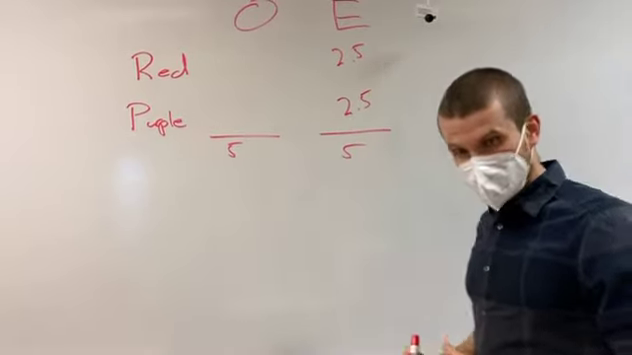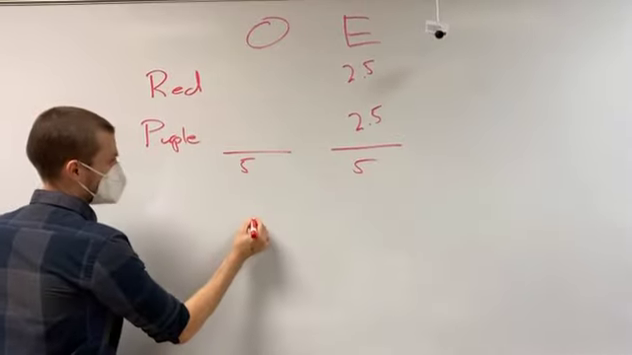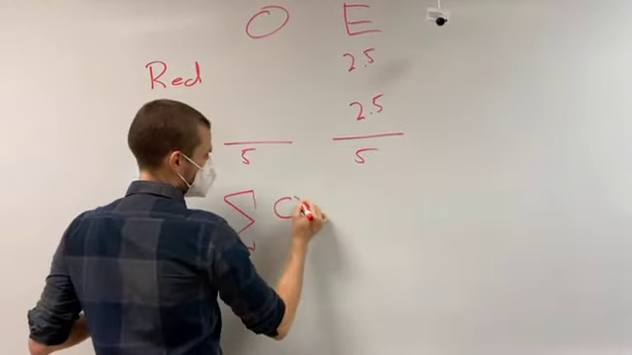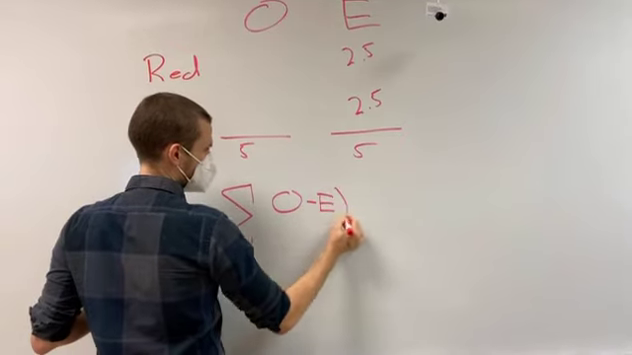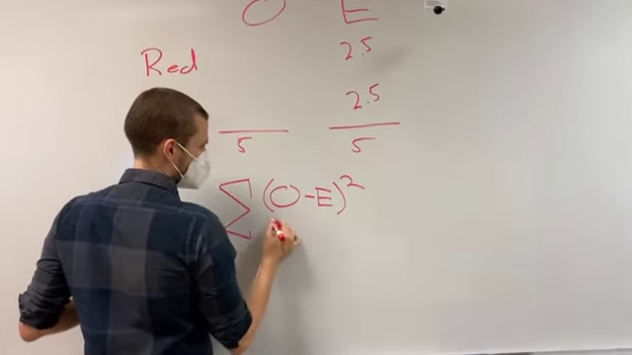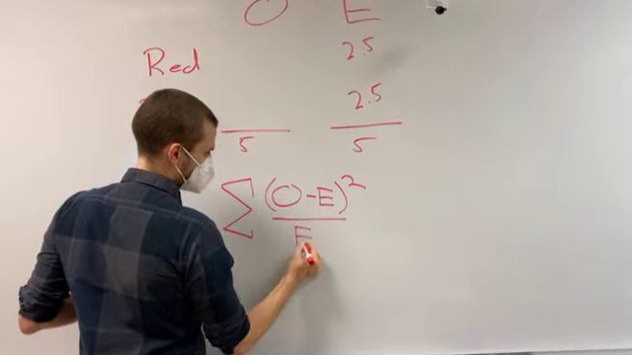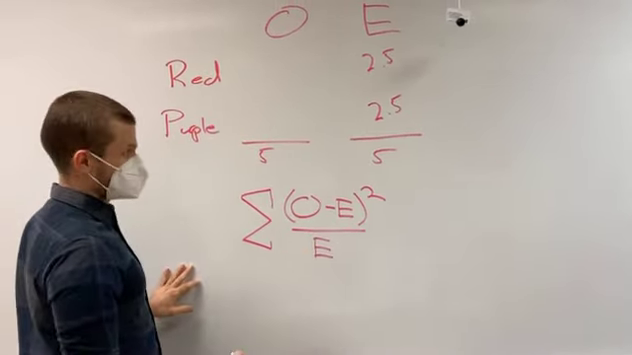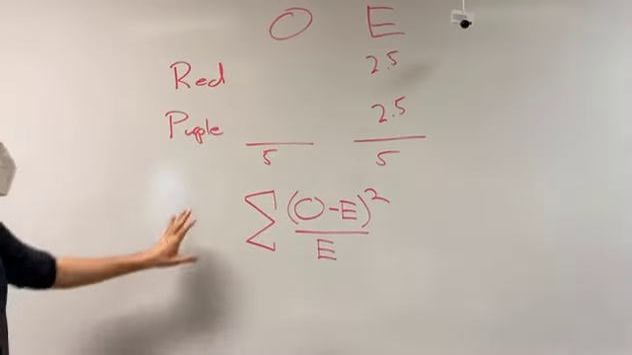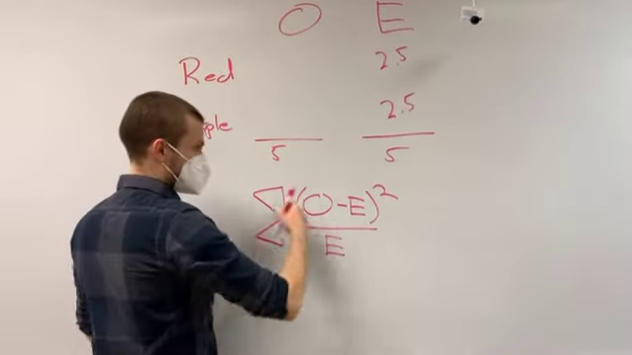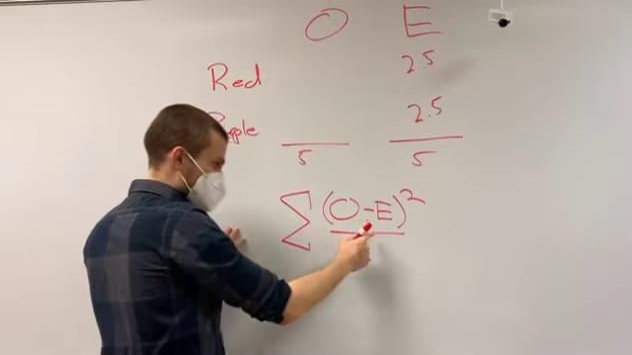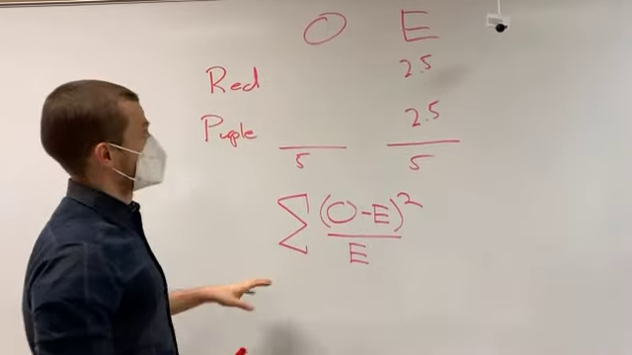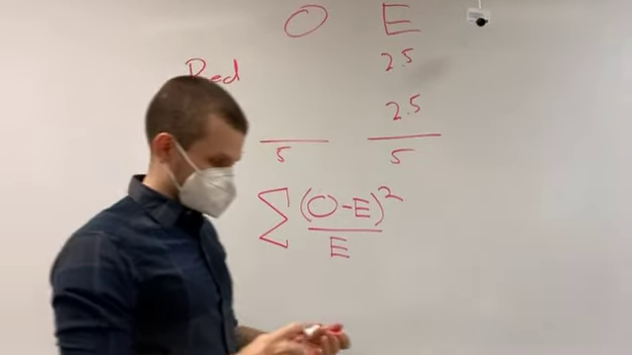And the chi-squared equation is the sum of our observed minus our expected, squared, divided by expected. And we're going to be summing over each of the terms. So we're going to be summing over red and purple. We're going to need to have this term derived for red, this term derived for purple, and then add them together. So let's go ahead and get our observed counts here.